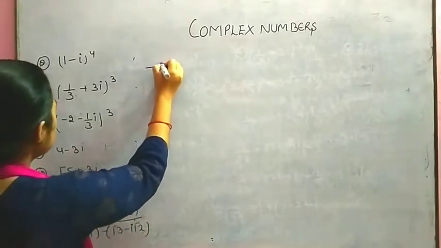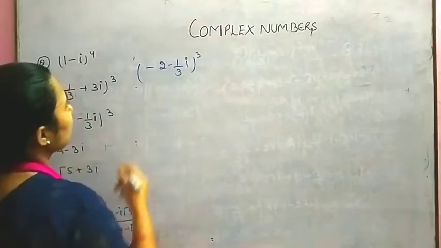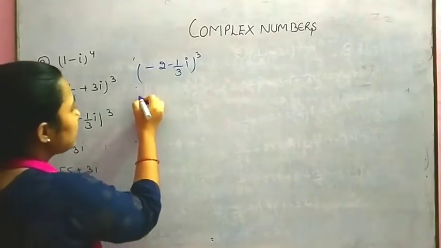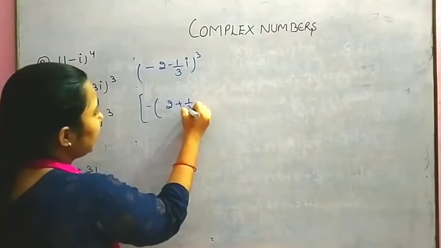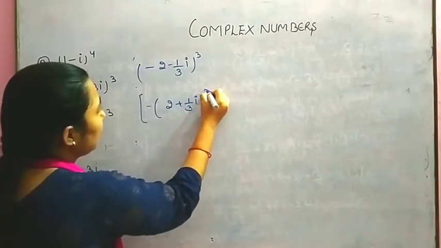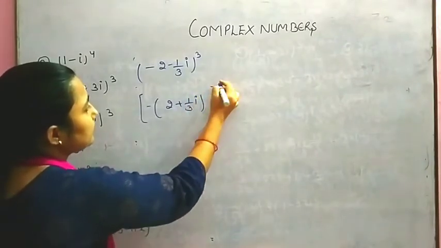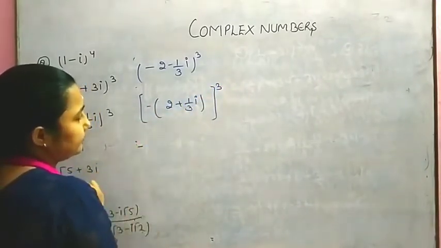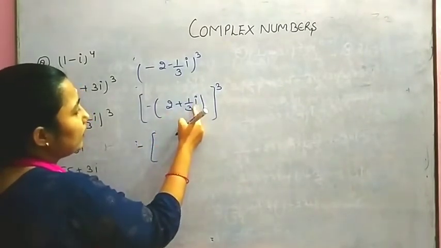This is (-2 - 1/3 i) whole cube. So we have to apply the same formula for (a - b) whole cube. Firstly, taking common minus, we get (2 + 1/3 i) whole cube. So this minus whole cube, we get minus sign. Correct? Now apply the formula for (2 + 1/3 i) whole cube.